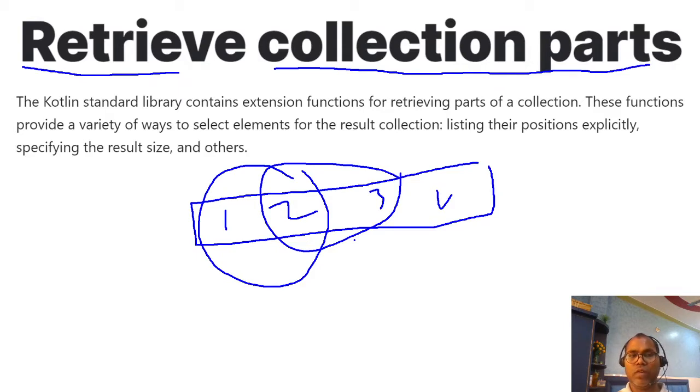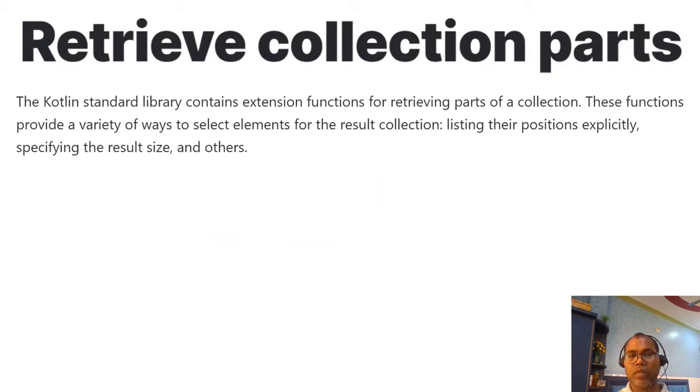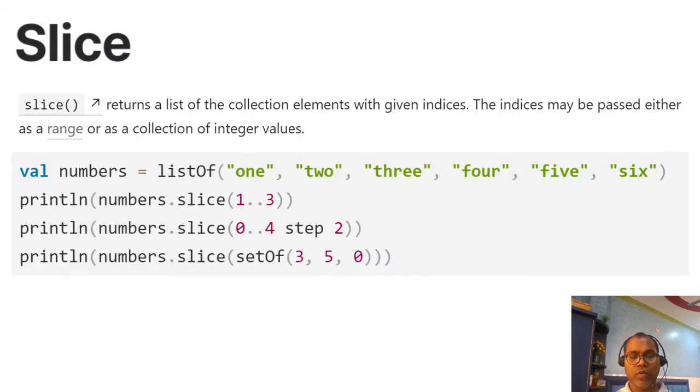Kotlin's standard library has added some extension functions for retrieving parts of collections. These functions offer a variety of ways to select elements from the resulting collection, listing the positions explicitly or specifying the size. So there are multiple ways Kotlin offers to retrieve a set of values from an existing collection.